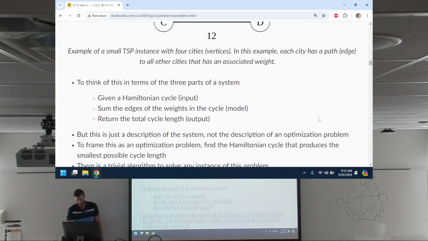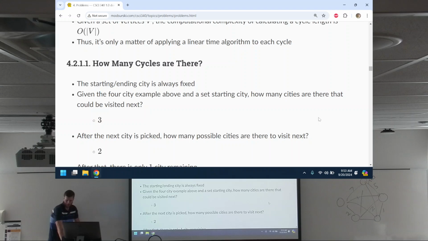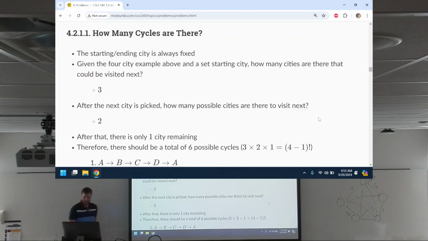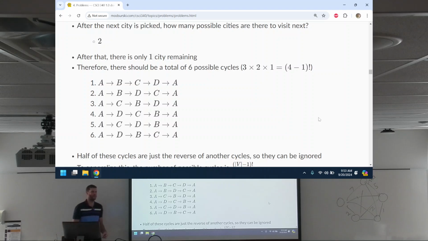Well, it turns out the starting and ending city is always fixed. Given the 4-city example above and a set starting city, how many cities are there that could be visited? 3. After we pick a city, how many possible cities are left to visit? 2. And then after that, there's only one possible one remaining. So here's me showing every possible route. We can go A, B, C, D back to A, B, D, C back to A, C, B, D back to A, D, C, B, A, and so on and so on. That's where we are. So far, so good?